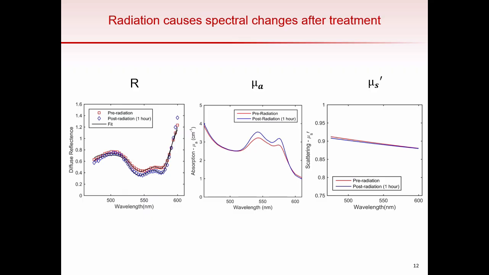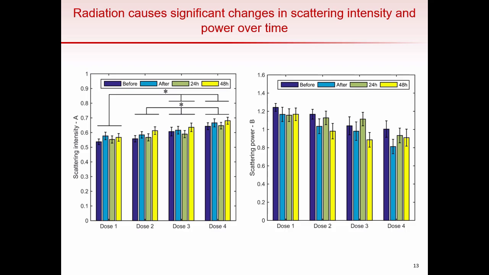So now that we have absorption and scattering, we can further break these two into their components. We model scattering to have a negative power law dependence, whereas absorption is a linear sum of absorbing chromophores inside the tissue. From the scattering, we see a significant increase in scattering intensity from dose 1 to dose 4 over time, whereas scattering power was decreasing. However, we didn't see any significance there.